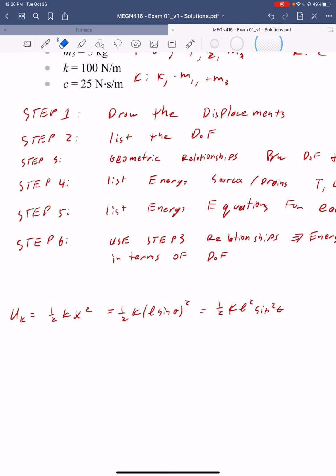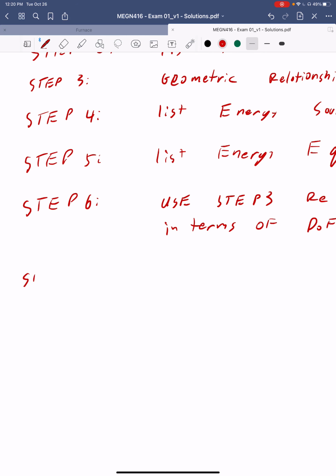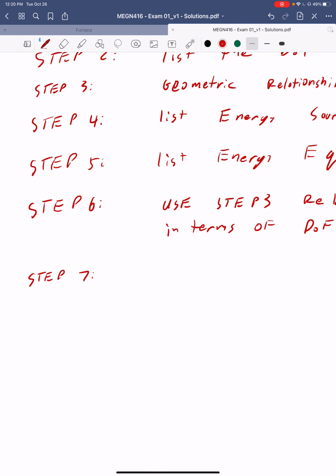Okay, so I'll erase this. We're going to do it again later. I just want to list through the steps now. That takes us to step 7, where we're going to go and apply the Lagrange equation. Okay, so the first step of the Lagrange equation is we're going to take the derivative, the full derivative of the kinetic energy terms with respect to the velocity. And q dot is just whatever the degree of freedom is.